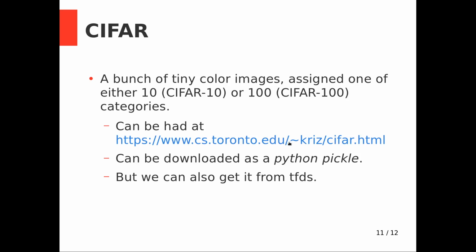Okay, so moving on to Cifar. Cifar is another extremely common data set. It still is used as a benchmark. It is a bunch of little tiny color images, and they're a little bit bigger. They are 32 by 32 by 3. This is channels, right? They're color, so it's RGB. 32 rows, 32 pixels per row, 3 channels per pixel, right? An R, a G, and a B value.